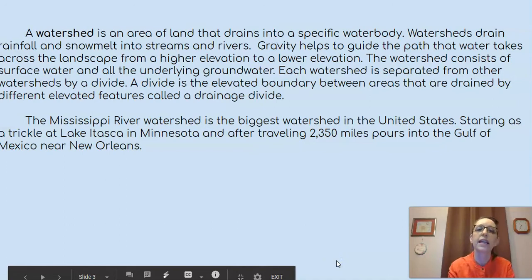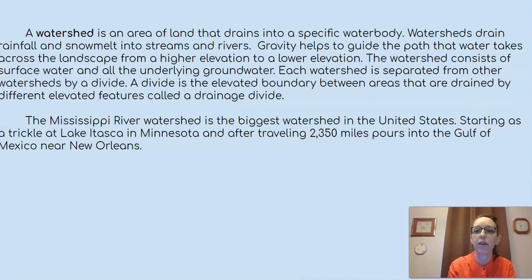So a watershed is an area of land that drains into a specific water body. Watersheds drain rainfall and snowmelt into streams and rivers. Gravity helps to guide the path that water takes across the landscape from a higher elevation to a lower elevation. And the watershed consists of surface water and all the underlying groundwater. Each watershed is separated from other watersheds by a divide. A divide is the elevated boundary between areas that are drained by different elevated features, and we call those a drainage divide.